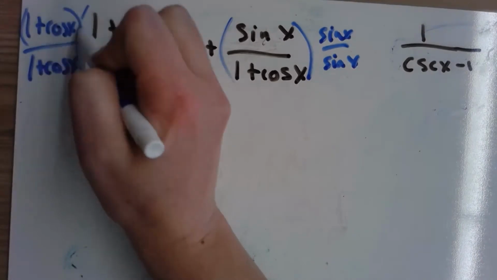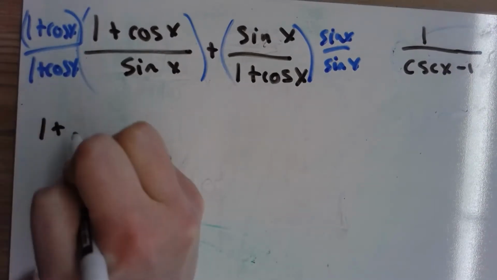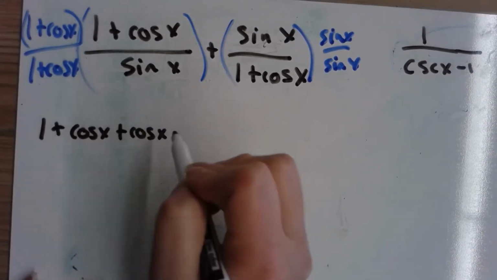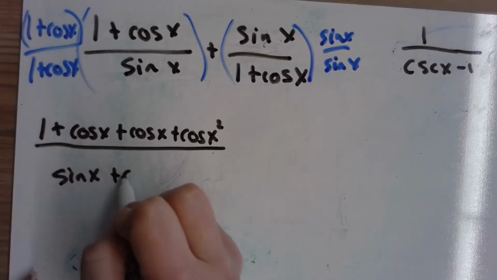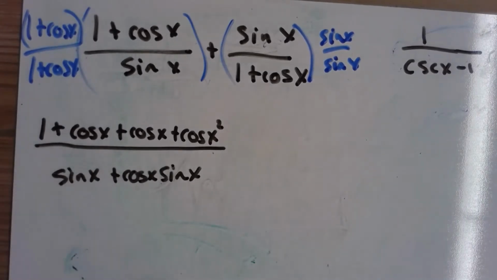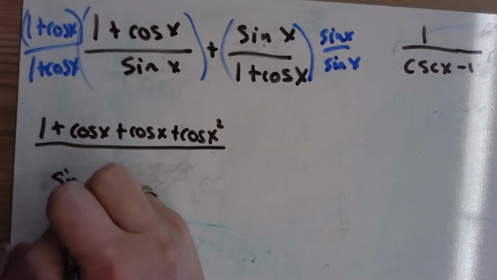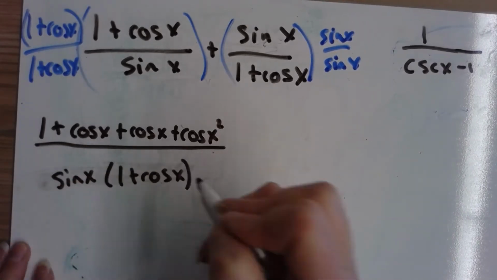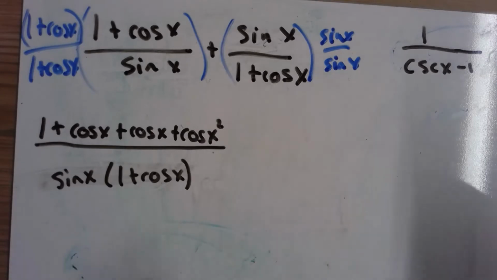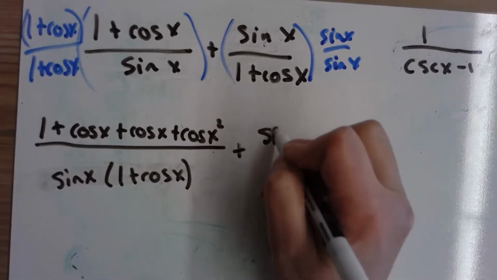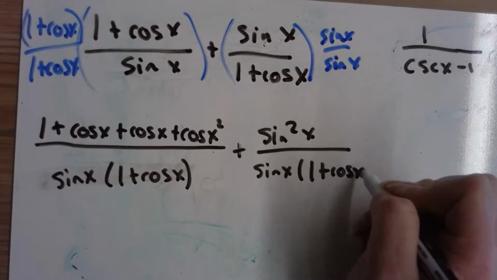So if you notice on this top right here, I'm going to have to FOIL that out. And it might not be very pretty, but that's okay. So 1 plus cosine x plus cosine x plus cosine squared x over sine x plus cosine x sine x. Okay. And you know what? That looks messy. So I'm actually going to leave it as sine x 1 plus cosine x. For some reason, I think I want to leave it separate just in case. If it works out that I need to multiply it together, I will. But until then, I'm going to leave it separate. So plus sine squared x over sine x 1 plus cosine x.